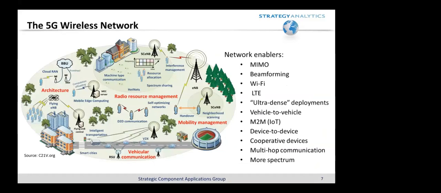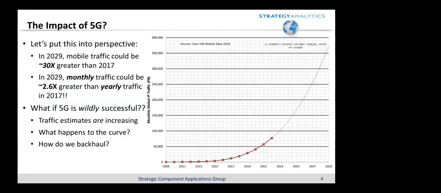This is another graphic that I like because it shows a lot of the features and implementations that 5G has to address. On the right side of the slide, I've listed some of the network enablers that the industry has to address. MIMO antennas and beamforming, along with pushing more intelligence and capabilities towards the edge, will be central to this 5G vision. Well, by now we've probably all seen the Cisco data traffic estimates.